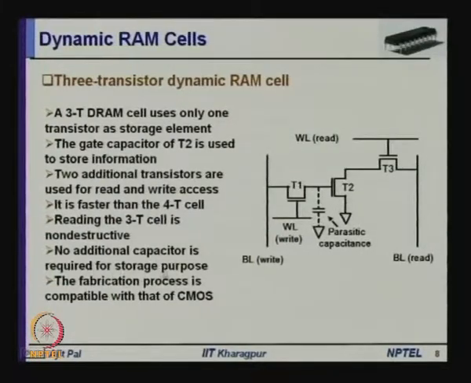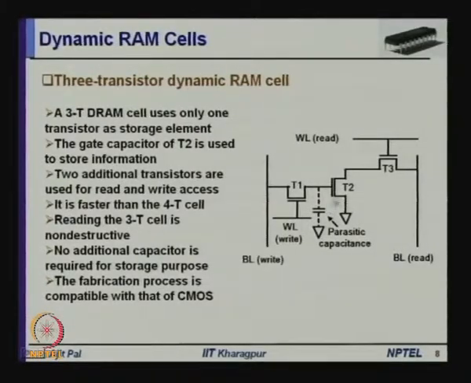No additional capacitor is required for storage purpose, and the fabrication process is compatible with that of CMOS. Moreover, reading from a 3 transistor cell is non-destructive, as I have already told, and it is faster than the 4 transistor cell. Because of these reasons, it is faster than the 4 transistor cell. Reading the 3 transistor cell is non-destructive. No additional capacitor is required for storage purpose.